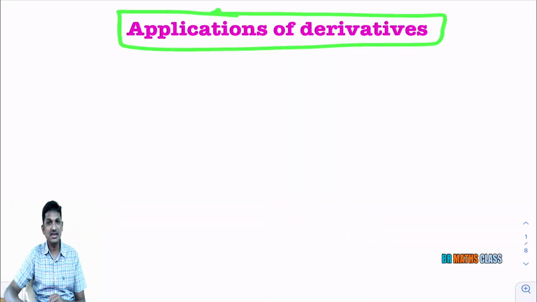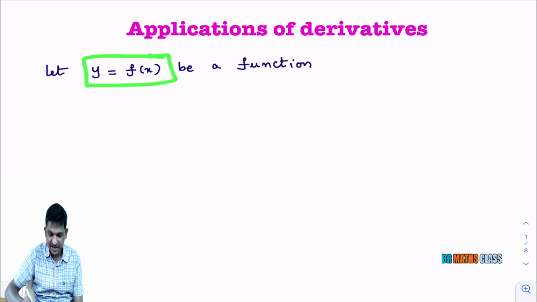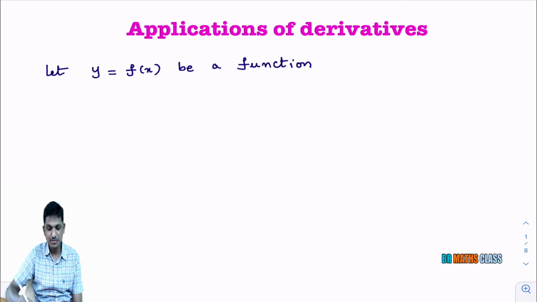This is the first class of Applications of Derivatives. In Applications of Derivatives, the first concept is rate measure. We will learn what is rate measure. You observe here, I consider a function y equal to f of x. Y equal to f of x means this function is in terms of x; y depends upon x.